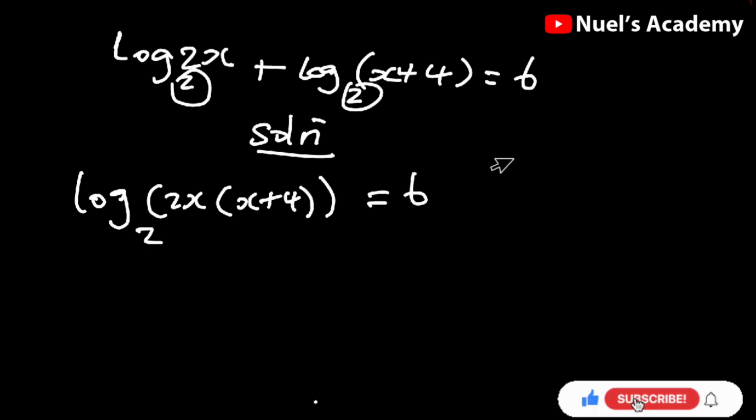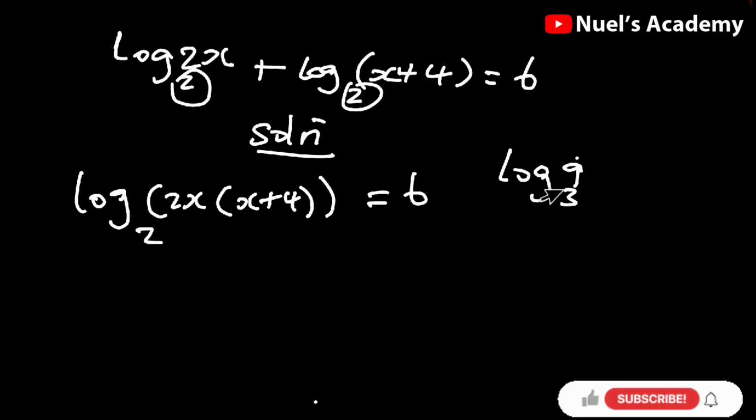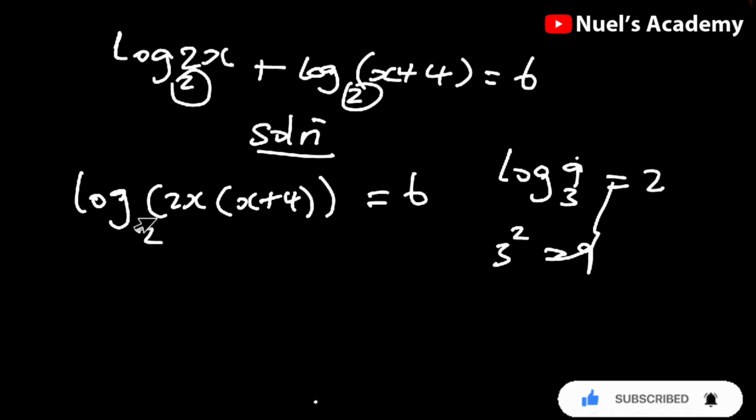Now remember, if you have log 9 base 3, this simply means how many times are we going to multiply 3 to get 9? If we multiply 3 two times, that is 3 times 3, we are going to get 9. So the answer to this now is equal to 2. Alright, so we are going to apply that here.